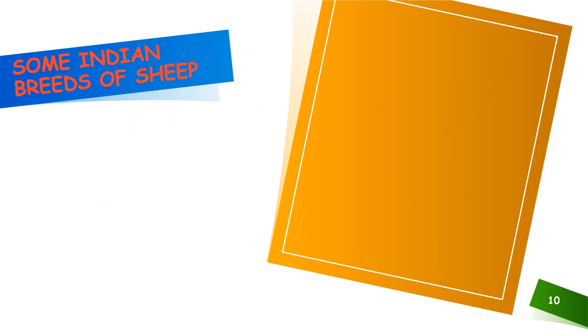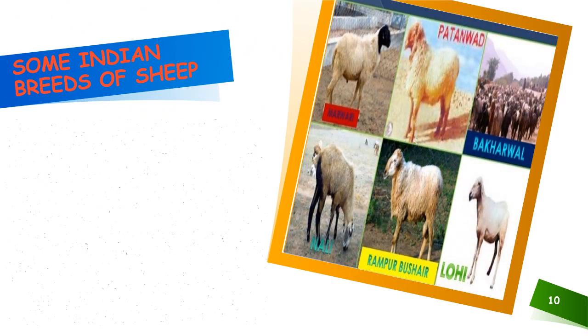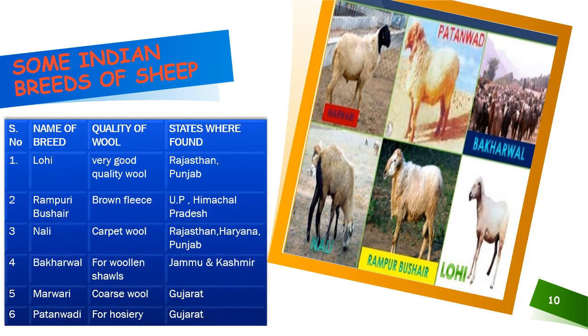Now here we have a table which tells us about some Indian breeds of sheep, such as Lohi, found in Rajasthan and Punjab, Rampuri Bushehr, found in Uttar Pradesh and Himachal Pradesh, Nalli, that is found in Rajasthan, Haryana and Punjab, Bhakarwal, found in Jammu and Kashmir, Marwari, found in Gujarat, and Patanwadi, also found in Gujarat.